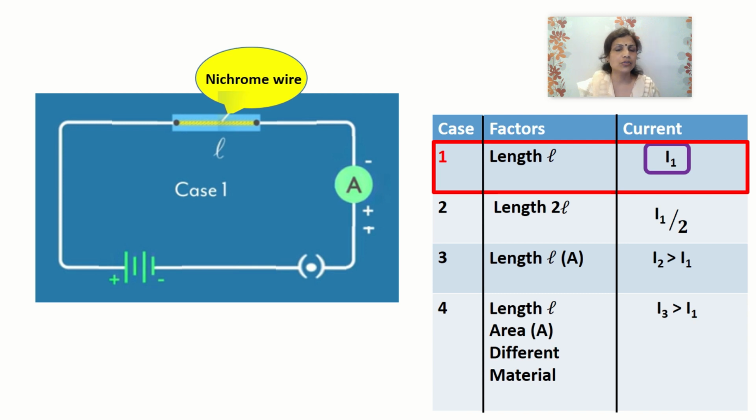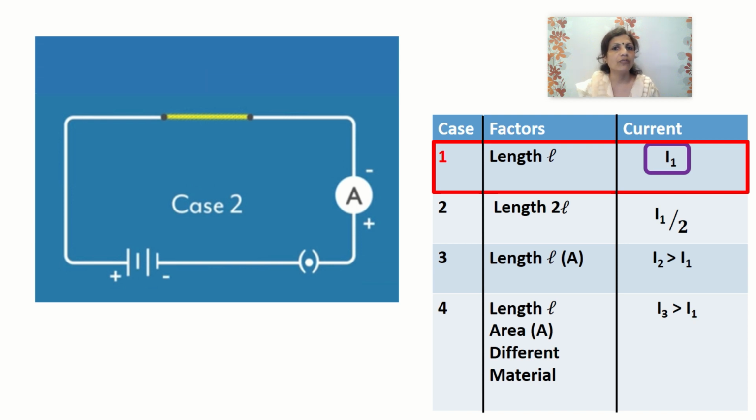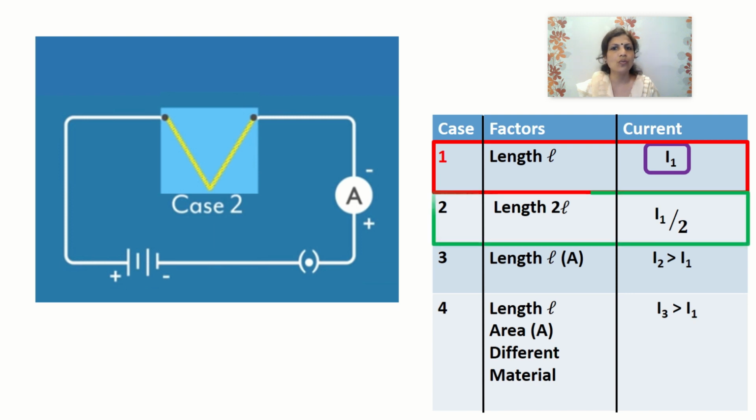Now let's consider case 2. In case 2, we will consider a wire which is double the previous one, meaning we are now taking a wire whose length is 2L. Now if you check the reading of the ammeter, you will realize that the current flowing through the circuit is half of the previous value. So it is I1 upon 2. Meaning, when you double the wire, the current flowing through the circuit becomes half.